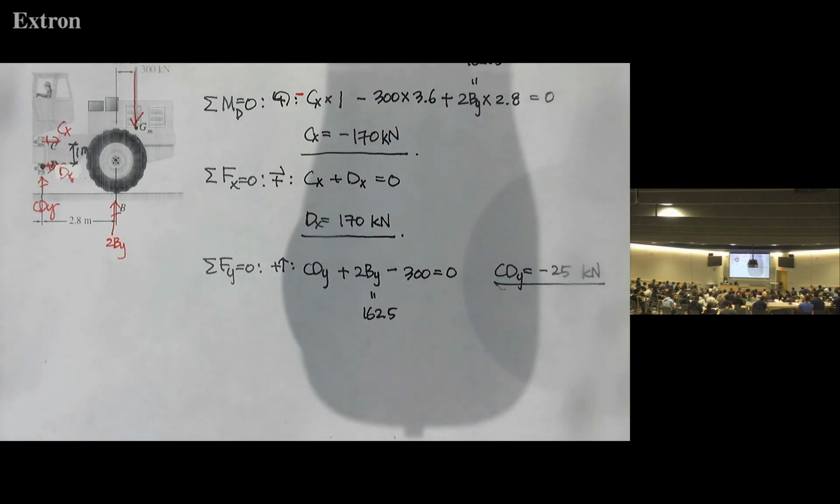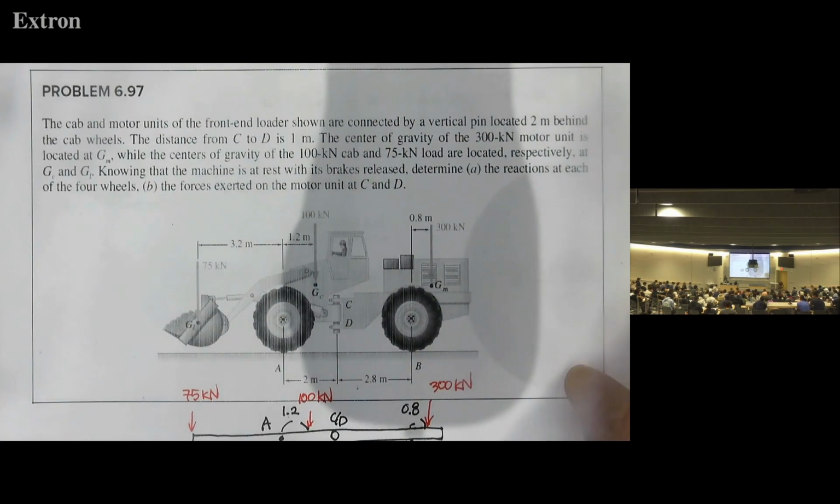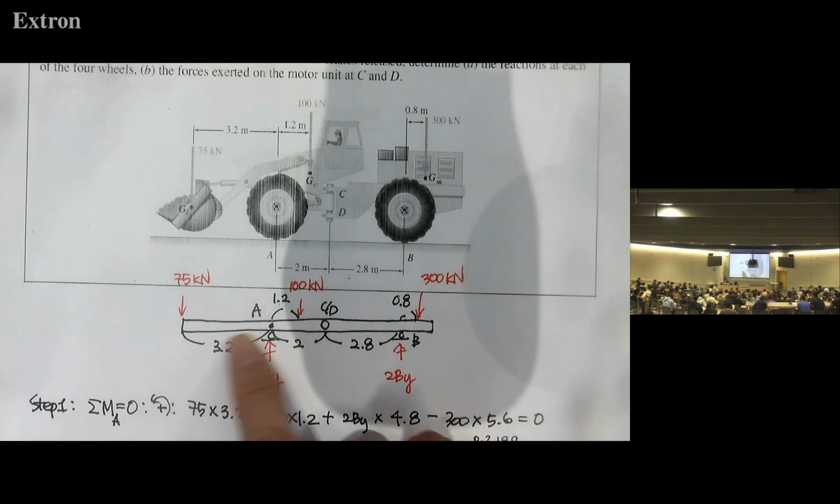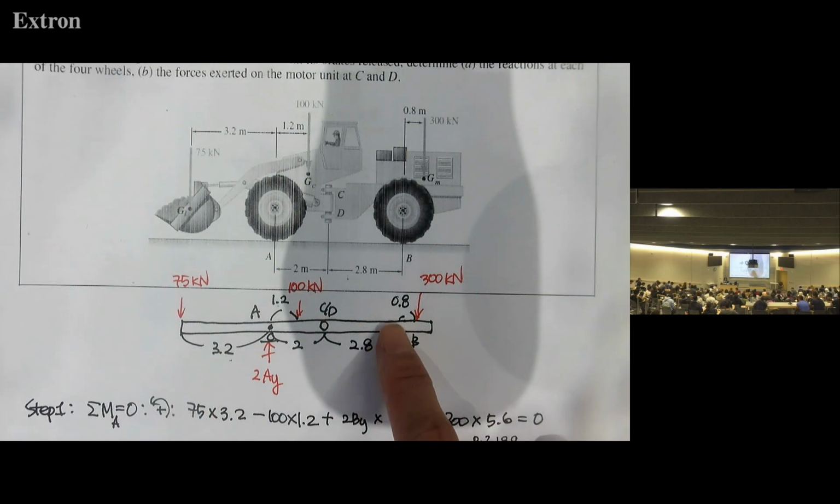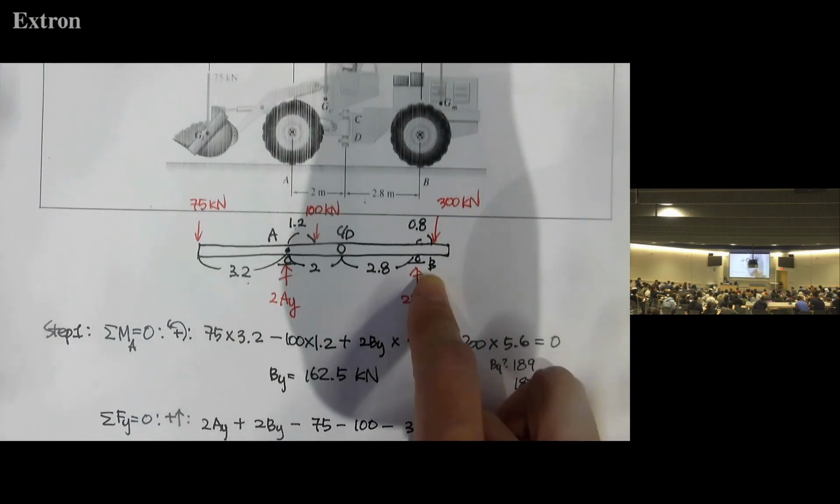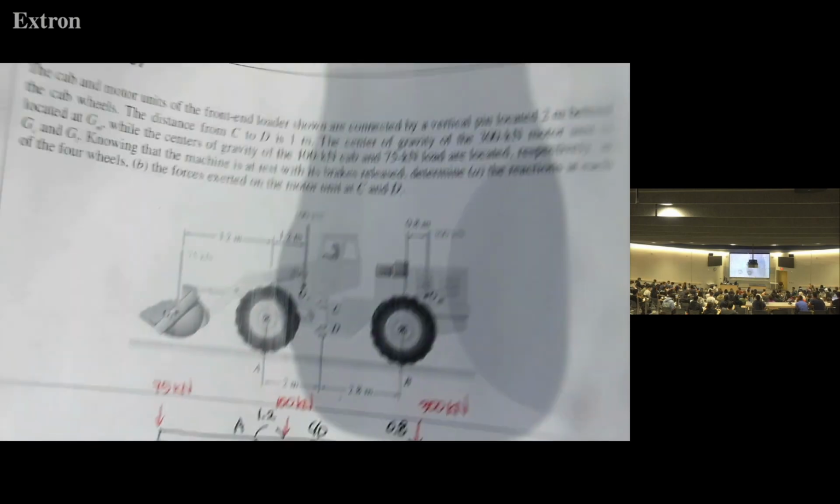Okay, so when you saw the problem statement, maybe you were overwhelmed because there are so many things, but it's important to simplify the overall structure, and also define the role of each support here. Solve step 1, step 2 to find the reactions.